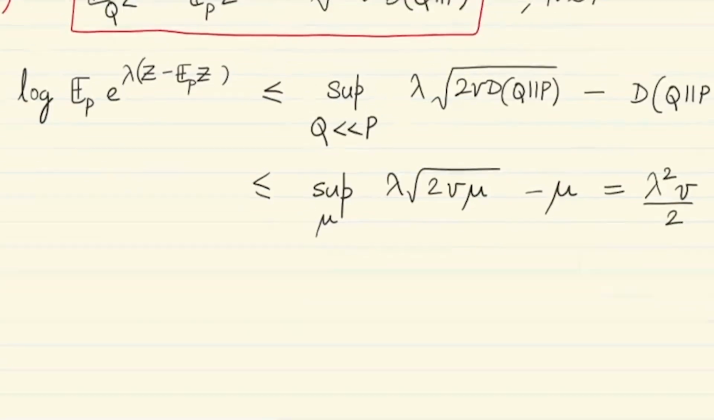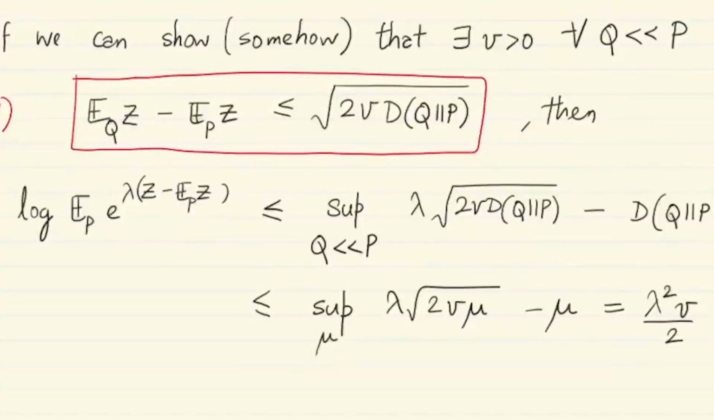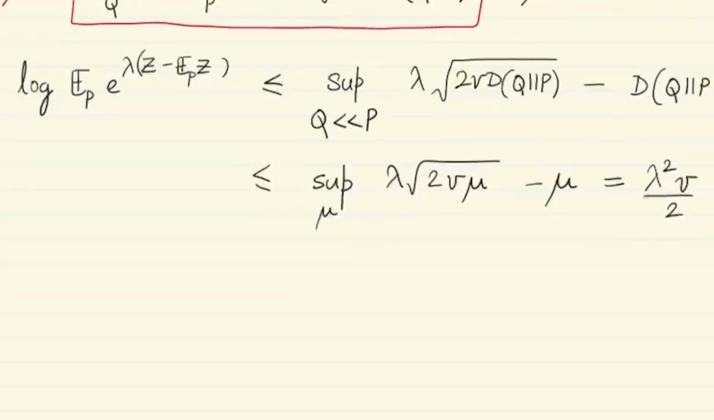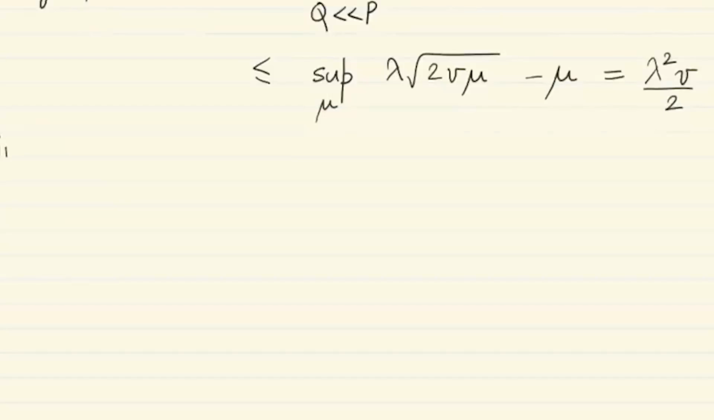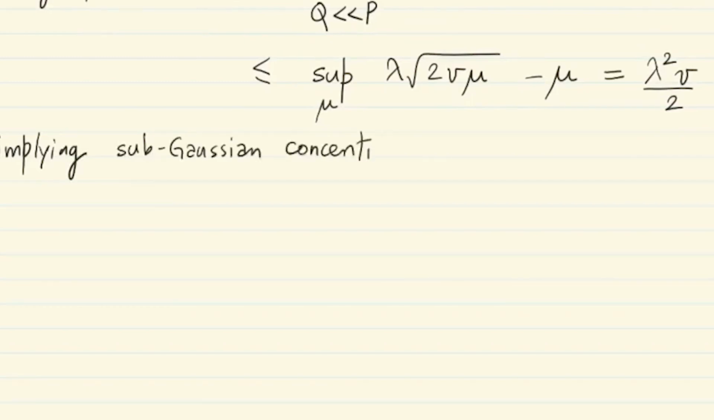Okay. So what we have shown is that if there are bounds of the form star, where a difference of expectations of the same random variable with respect to two different measures is upper bounded by a function of the relative entropy or KL divergence, then you can look forward to actually showing bounds on the log moment generating function, in particular of the sub-Gaussian type. So this implies sub-Gaussian concentration, as an example, of the tail of Z.